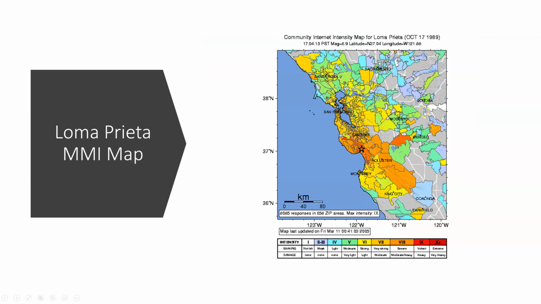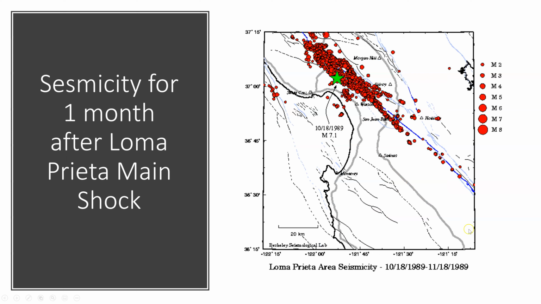So here's a look at the map and kind of the magnitude, intensity, the shaking that occurred. The most extreme was in Loma Prieta, and then obviously it radiates from there, right? So the further you are away from the epicenter, the less ground shaking you will feel. After the 1989 earthquake, there was still a lot of seismicity for about a month. The main shock was the 7.1, and then from there we still saw quite a few earthquakes in the area as things kind of settled down.